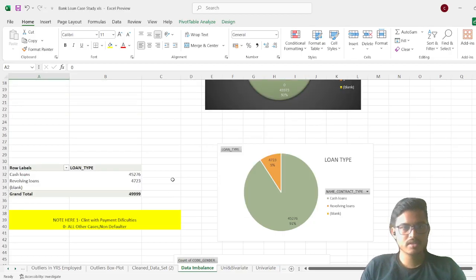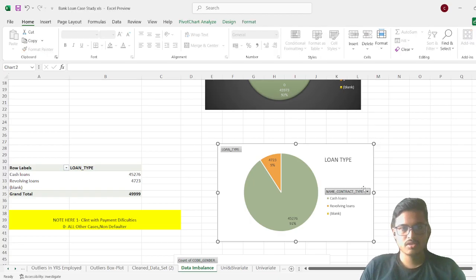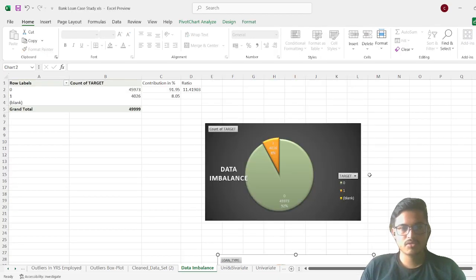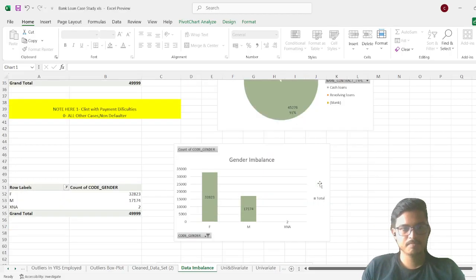The next was the loan type. We did the same thing with the loan type dropped in the rows and the values the same. Note here that one means the client has payment difficulties, and zero means all other cases, the non-defaulters. So if we interact with this, like the cash loans or loan type, and want to see one type, one is nothing but the defaulters.